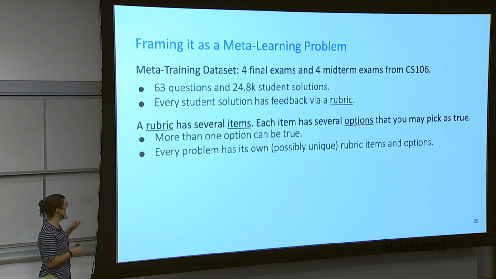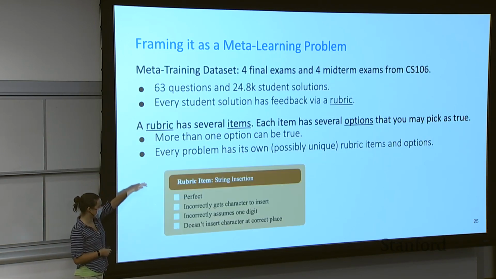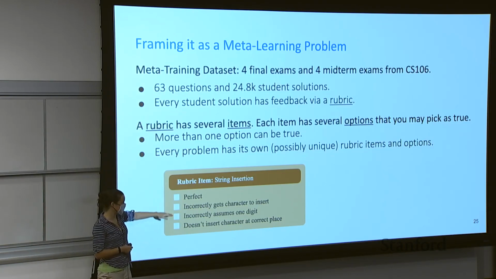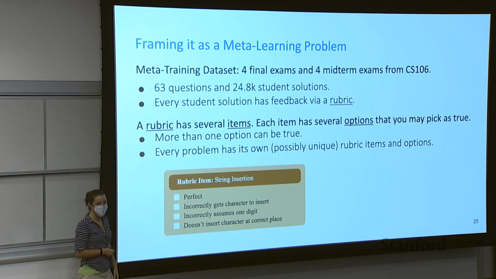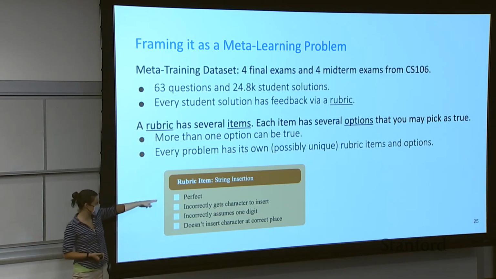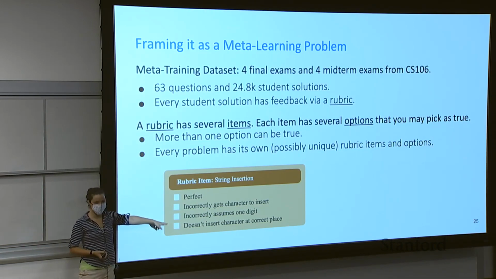Getting into the details a little bit, each rubric has items, and each item has several options. An example of a rubric looks like this, where the misconception has to do with string insertion, and then you have different options with respect to this particular concept. Then what we're actually going to do is, instead of treating different assignments as tasks, treat each of these rubric options as different tasks.